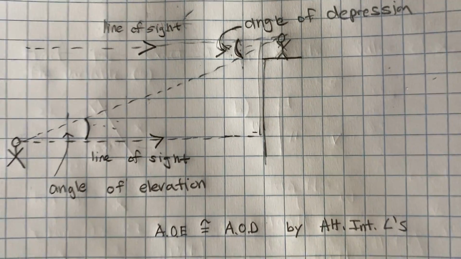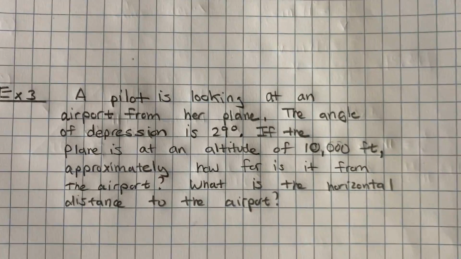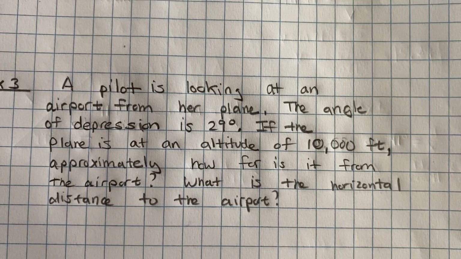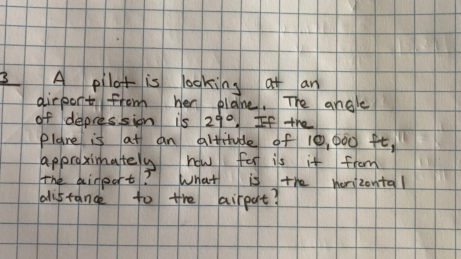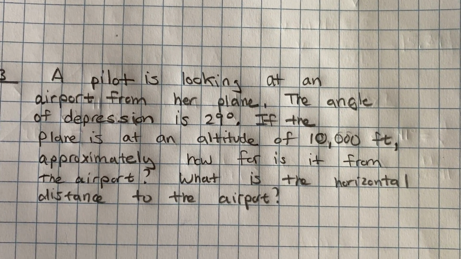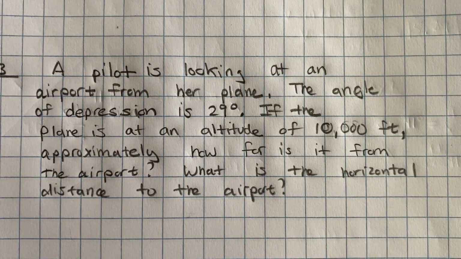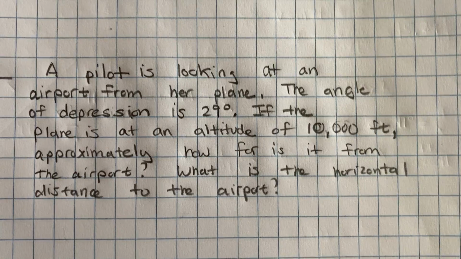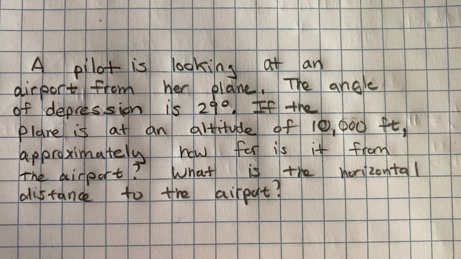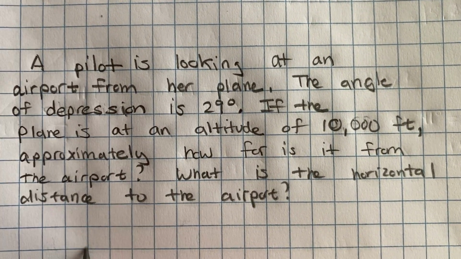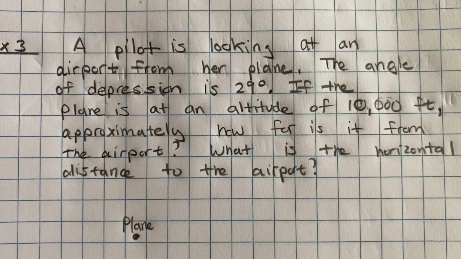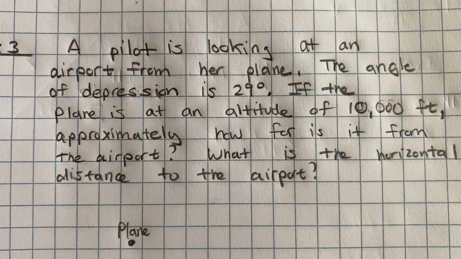All right, so let's just do one word problem here. It says a pilot is looking at an airport from her plane. The angle of depression is 29 degrees. If the plane is at an altitude of 10,000 feet, approximately how far is it from the airport, and what is the horizontal distance to the airport? All right, so we need to draw a picture, right? So let's say the plane is right here, and the angle of depression is 29 degrees.